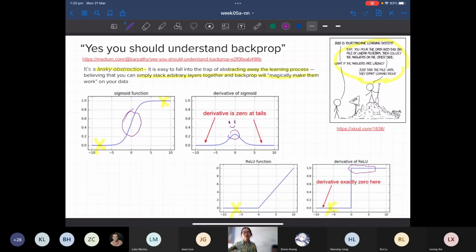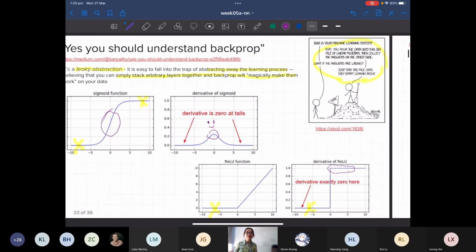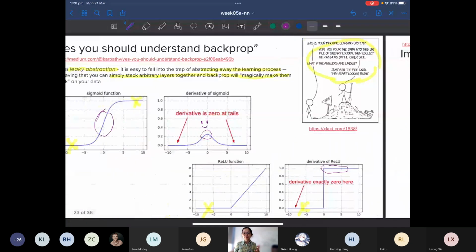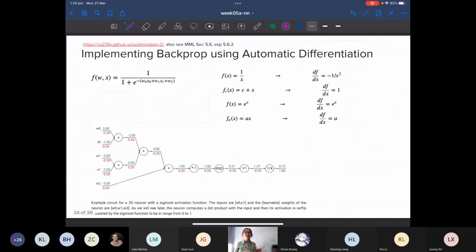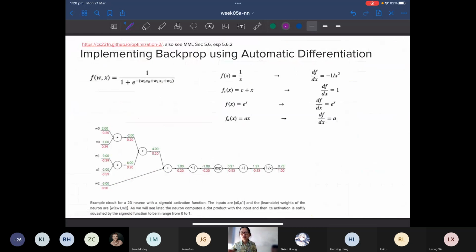We'll talk a little bit more about this next time when we talk about auto encoders and so on. But for now, saturated derivatives is one reason you should care about backprop. Also, there is the term clipped gradients. You also don't want the gradients to explode. That would be bad.